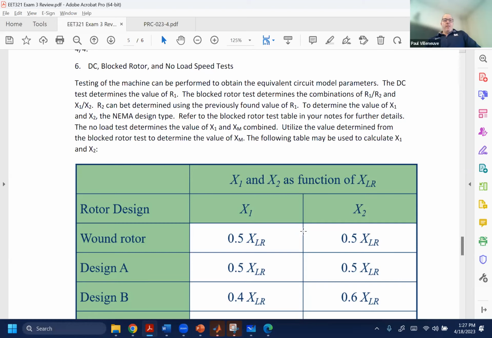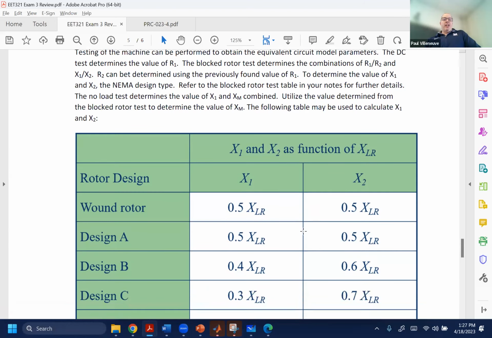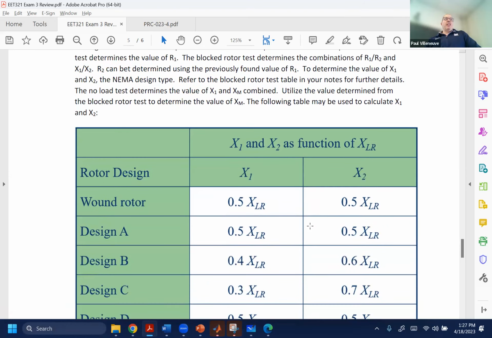Okay, if I tell you a NEMA design and you don't remember, just make them the same and make that your assumption. Say, if it's a design B, I don't remember if it's 0.4 or 0.6, just make them the same. So you don't need to worry about that in this table. What I'm saying is, I will either give this to you or you just say they're the same. Just say they're both half of XLR. Okay.